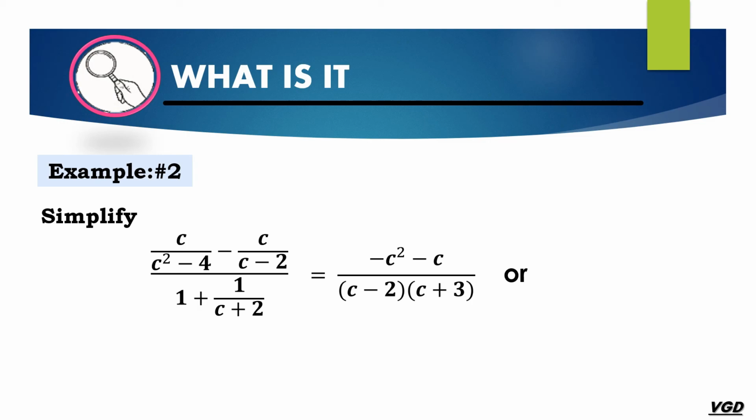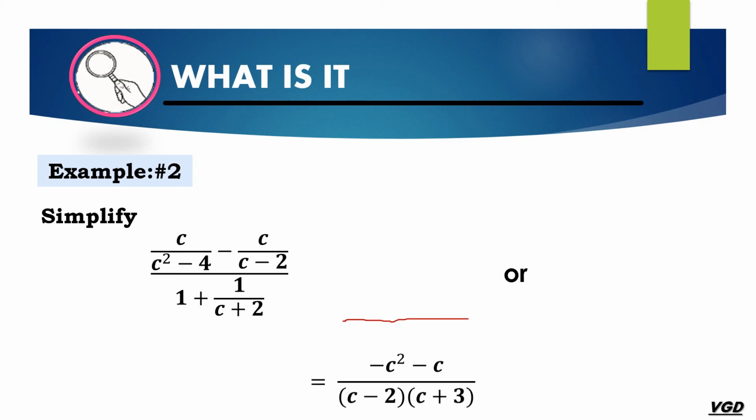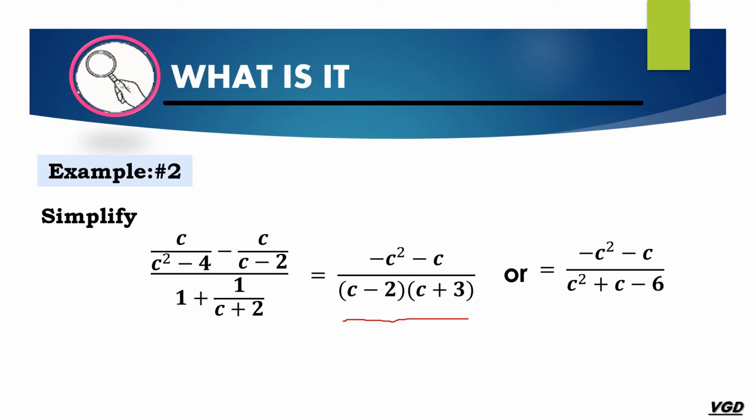Negative c squared minus c over the quantity of c minus 2 times the quantity of c plus 3 can also be written as negative c squared minus c over c squared plus c minus 6. So we just expanded our factors using the FOIL method.